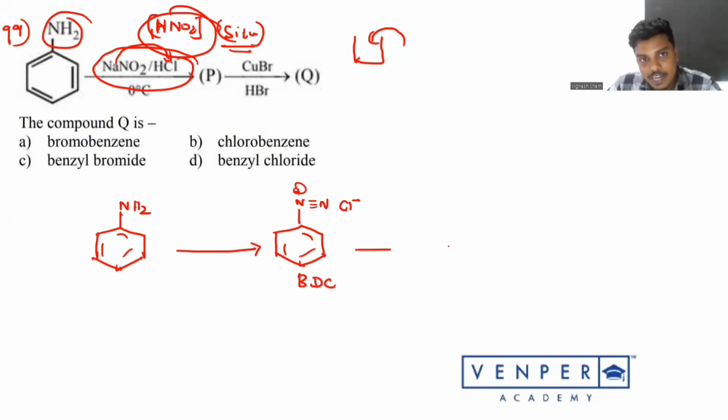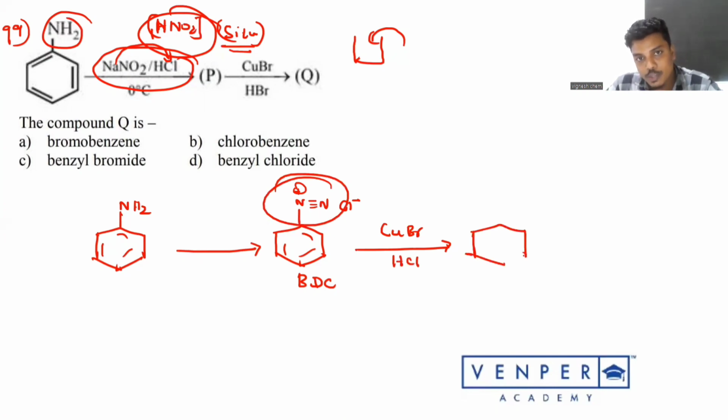Now benzene diazonium reacts with what? The CuBr and HBr. This is Sandmeyer reaction. Therefore this N2 is a good leaving group, the N2 can be released, and Br is going to attach. I get what? Bromo. Okay, I get bromo benzene. Option A is correct. Okay, last question I am going to discuss now.